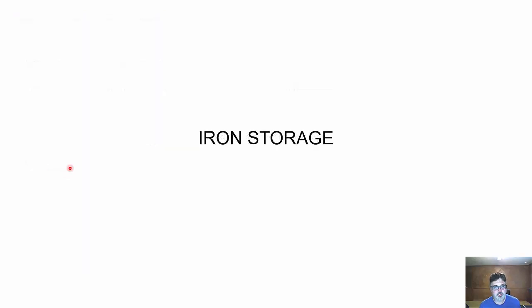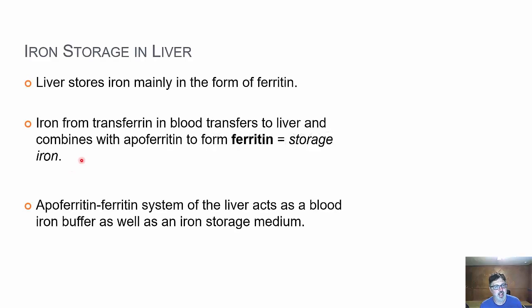A couple words about iron storage. Of course, the liver plays a major role in the storage of iron, and the form of iron that's being stored in the liver is ferritin. We've looked at this a little bit before with absorption and secretion. But what you'll see is that the iron from the transferrin, that's what it's bound to in the blood, is loosely bound in the blood to this transferrin. It gets transferred to the liver where it combines with this protein called apoferritin.